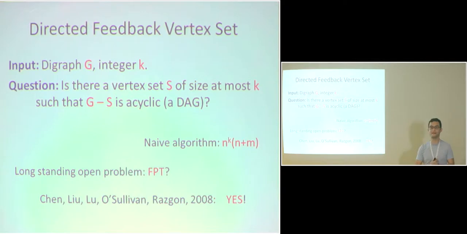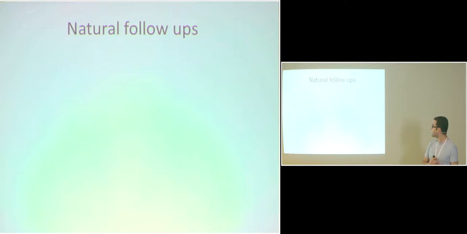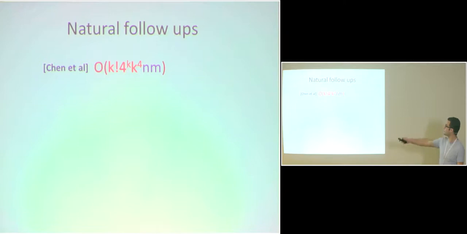They actually gave an FPT algorithm for this problem. So once you have an FPT algorithm, it has the appealing running time of k factorial 4 to the k times k to the 4 nm. So basically, if you forget, I mean, this is the dominant factor in the parameter dependence, so k factorial, and the polynomial factor is nm. And then the question is, what are the natural follow-ups? Well, can you do better? Can you get a better parameter dependence? So can you get 2 to the big O of k? Why do I ask about 2 to the big O of k?